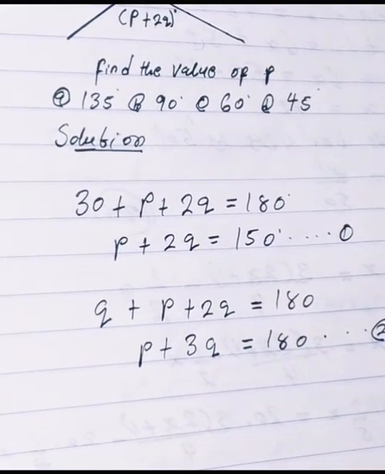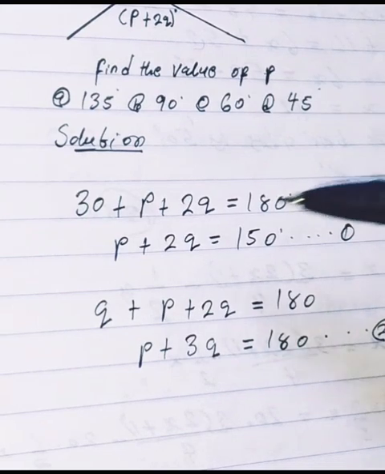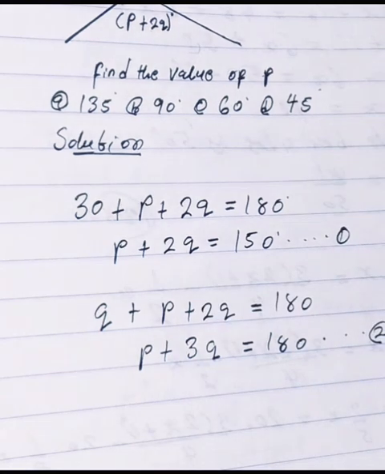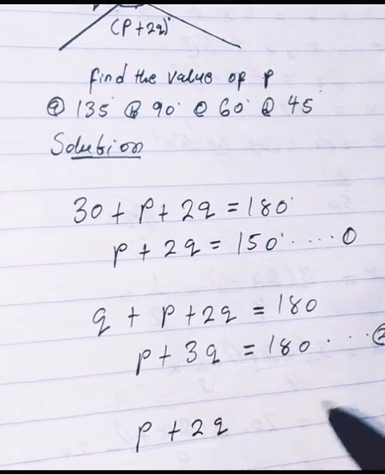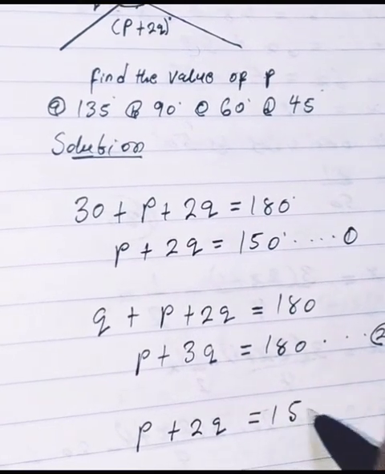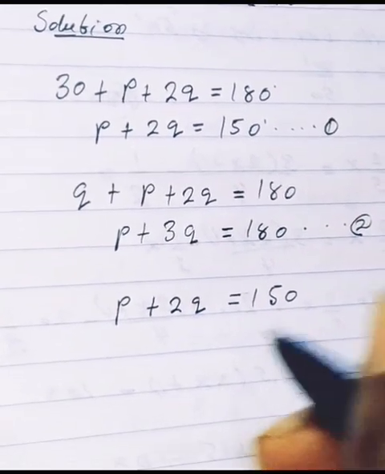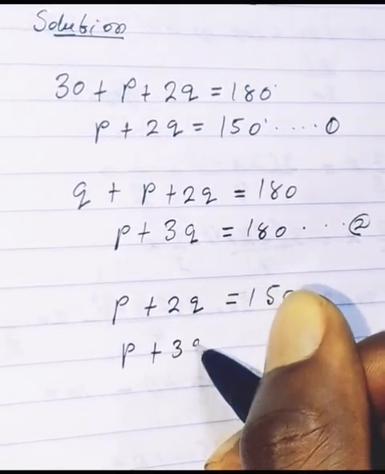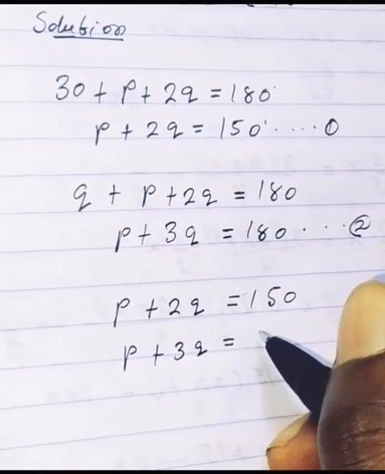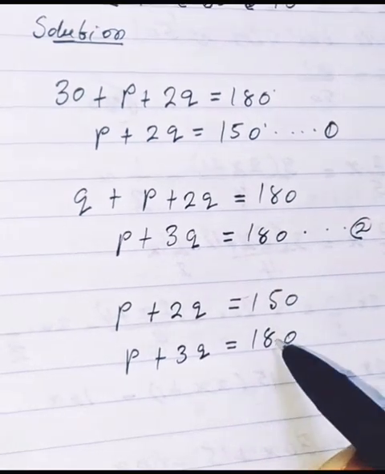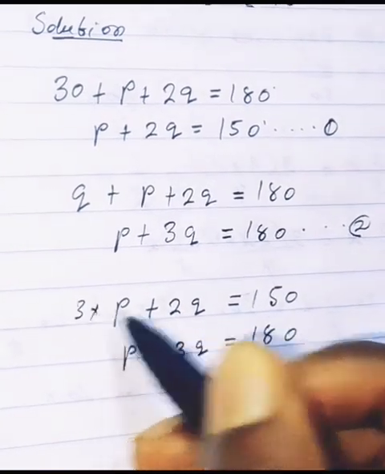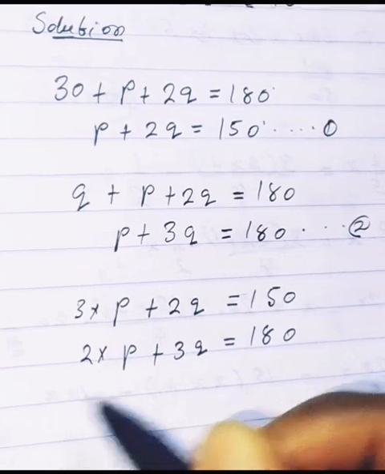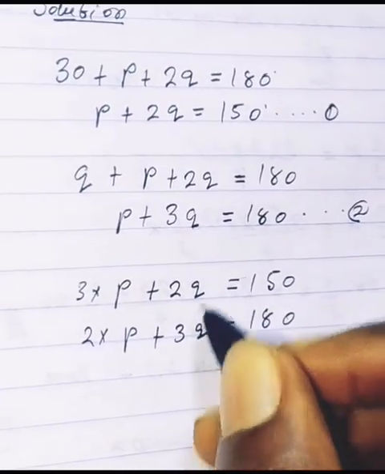Now don't forget that we have to find p. We have to find p, and this is p, this is p. Alright, now we eliminate q to get p. Now we write out our equation. The first equation is p plus 2q equals 150, and the second equation is p plus 3q equals 180. Now from this part here we multiply by 3 everything here, and by 2 everything here. Do you understand? Just to eliminate q from here.